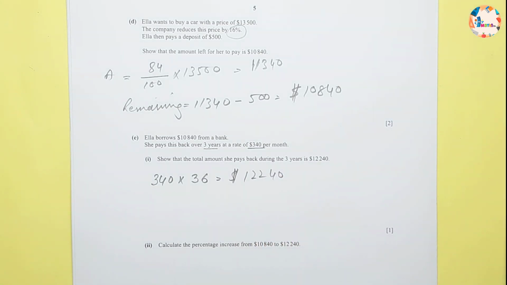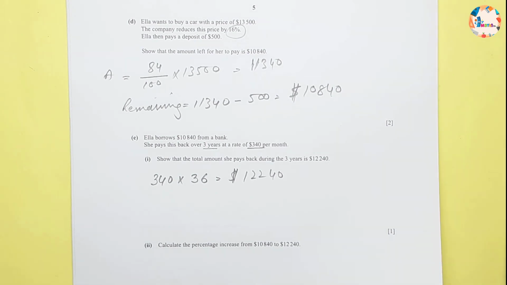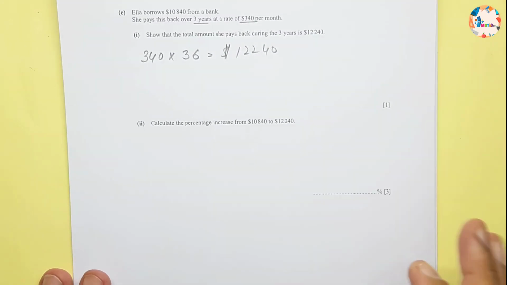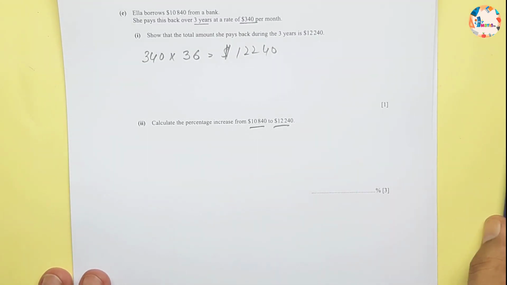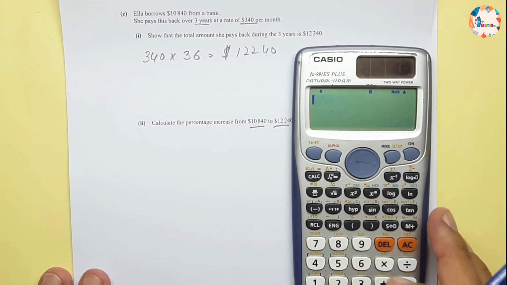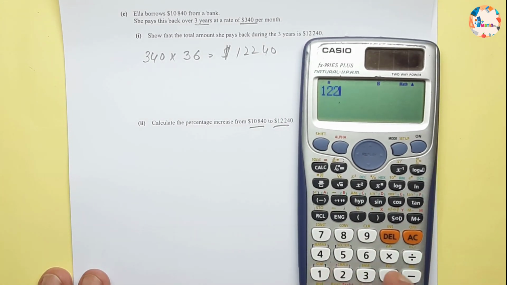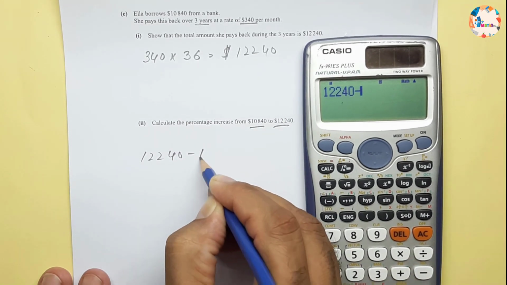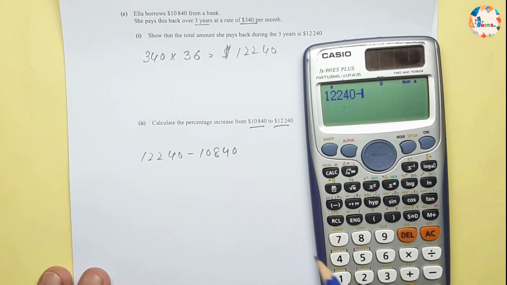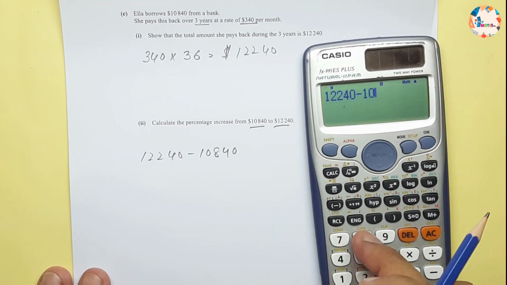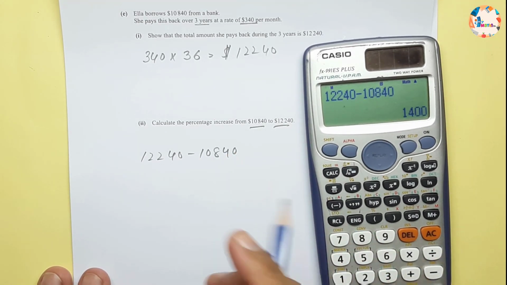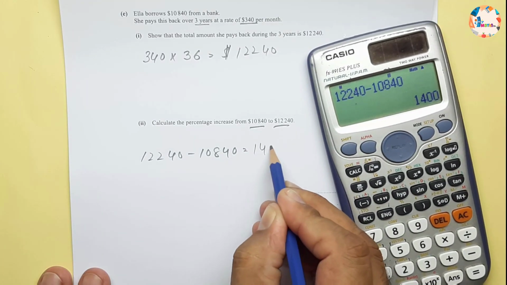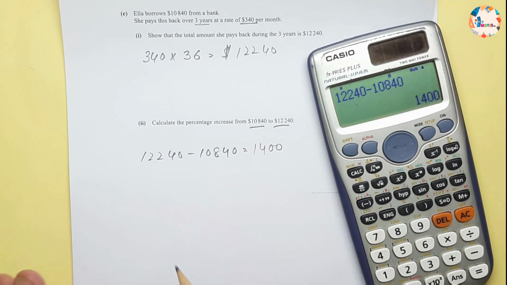Calculate the percentage increase from this amount to this amount. So we'll check first how much is the increment. So 12240 minus 10840, this will be the increment, which is equal to 1400. This is the increment.